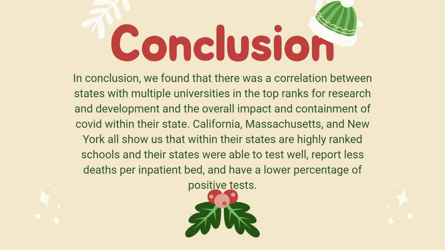In conclusion, we found multiple positive correlations between states, their schools, and the effect of COVID on their state. The best examples of this are going to be California, Massachusetts, and New York, who all ranked very high in school research and development expenditures, and also had lots of COVID tests taken with a very low percentage of positive tests of those. And then on the other side of that, we had South Dakota, Virginia, and Oklahoma, who did not rank well with schools, and on top of that, also had bad statistics for COVID, such as bad testing or very bad positive percentages.